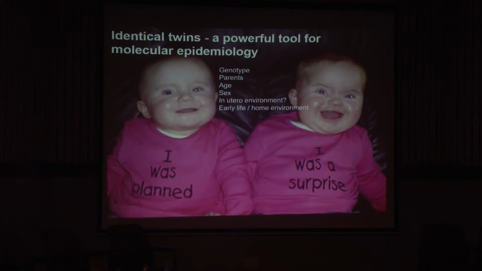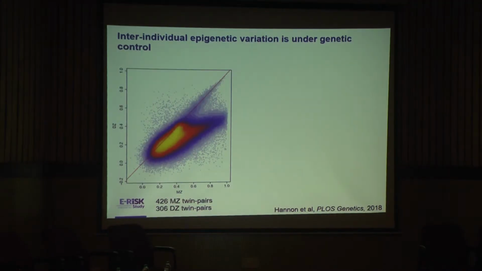perinatal environment. So many of the confounds that may be present in case control type designs can be overcome using twins. And twins also allow us to start exploring something else that's interesting about epigenetic variation, and that's the extent to which epigenetic variation itself is under genetic control. We've just recently published, again this is work led by Eilish Hannon, a big study of DNA methylation across the genome in about 400 pairs of MZ twins and 400 pairs of same-sex DZ twins.